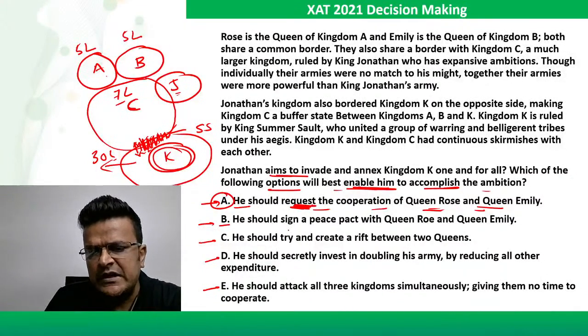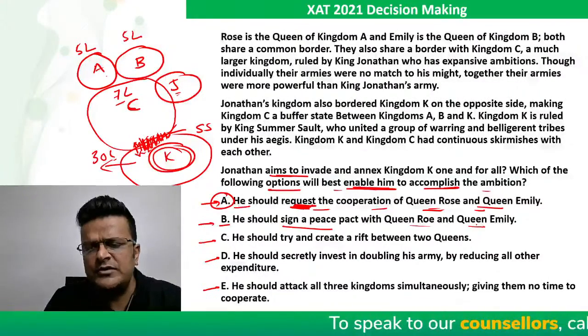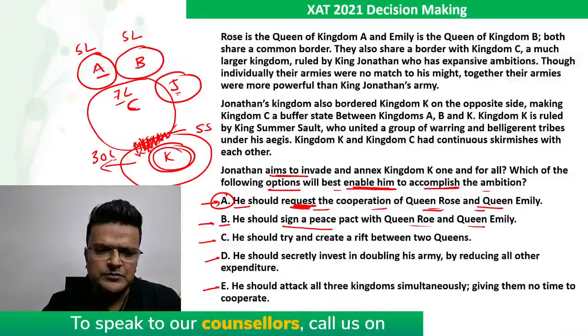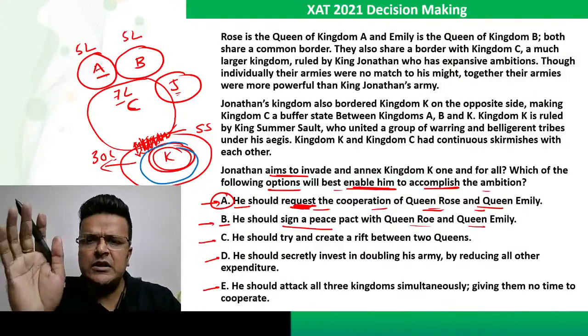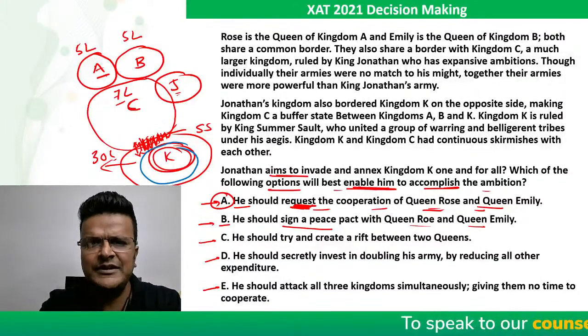Similarly, if you choose B, it says he should sign a peace treaty with Queen Rose and Queen Emily. How does that help? Let me ask you a simple question. If I want to acquire a country, what should I do? I should acquire it by force. Do you think a country will say, okay, please come and acquire me? It has to be defeated, right?